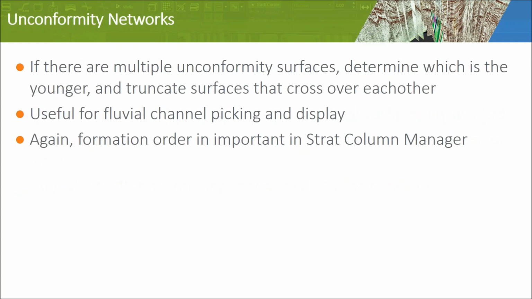Unconformity networks. If there are multiple unconformity surfaces, then you'll be able to see which one's younger, truncated across other surfaces that are in there. Where they cross, one will stop and the other one will continue. And it's useful for fluvial and channel picking and display, and we'll see an example of that as we go through here. And again, formation order is very important in Strat Column Manager. So that's going to be an ongoing theme here. This module very much depends on having surfaces in the correct stratigraphic order.